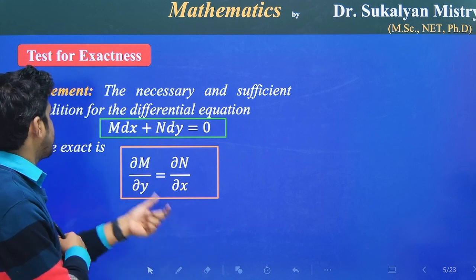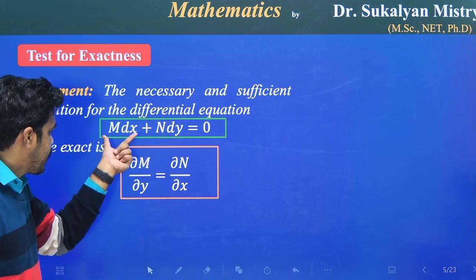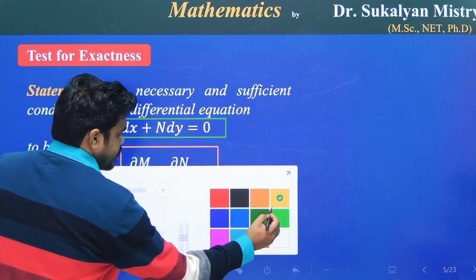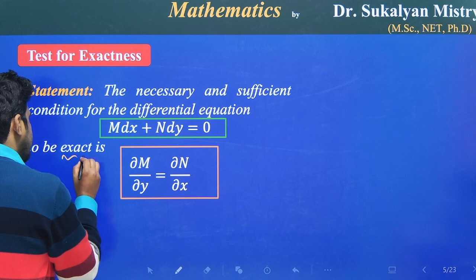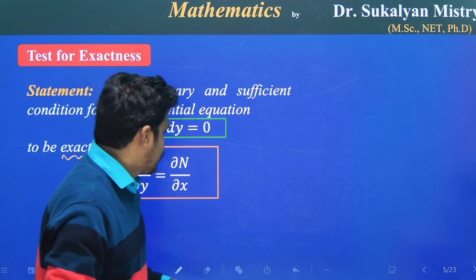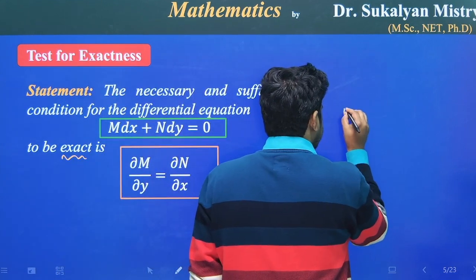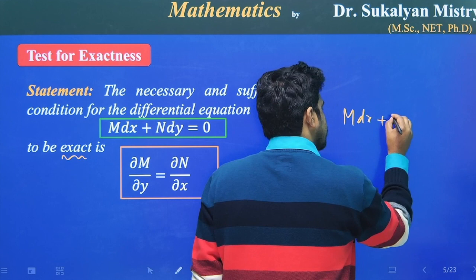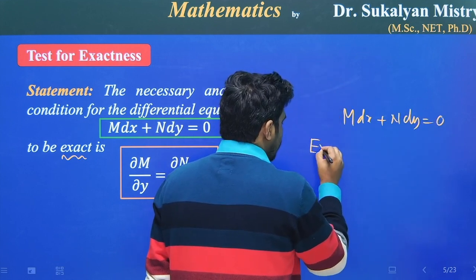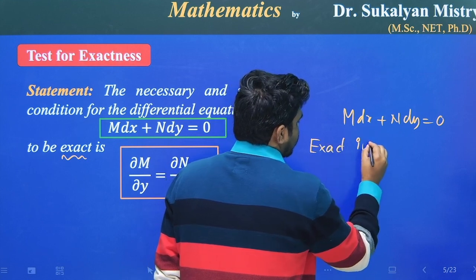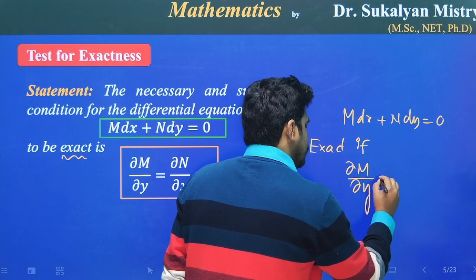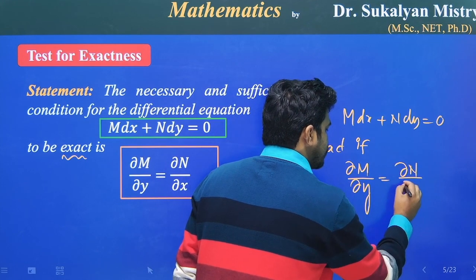So note this: test for exactness. The necessary and sufficient condition for the differential equation M dx plus N dy is equal to 0 to be exact is that del M del y is equal to del N del x. That means M dx plus N dy is equal to 0 will be exact if del M del y is equal to del N del x.